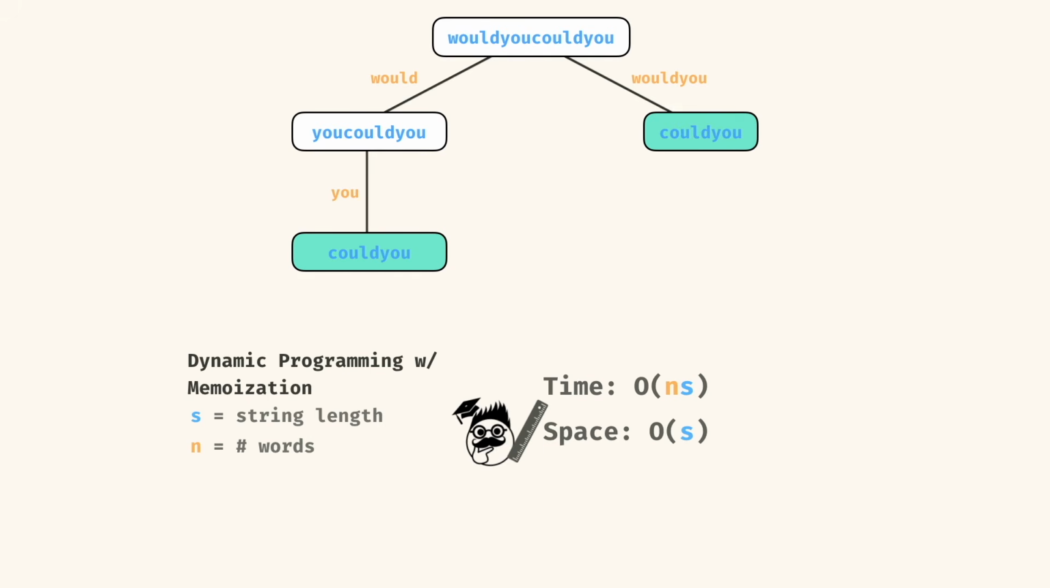Because we know that every node of our tree would have to be stored as a key of our memo hash map, there will only be s unique strings that we can actually store as keys. So that's why our space complexity stays the same.